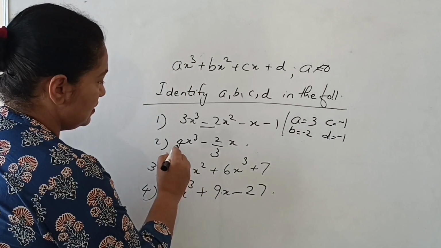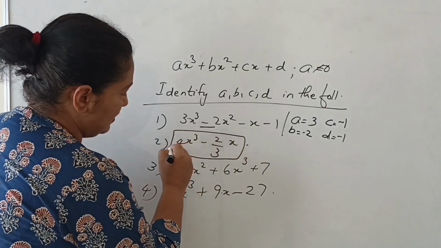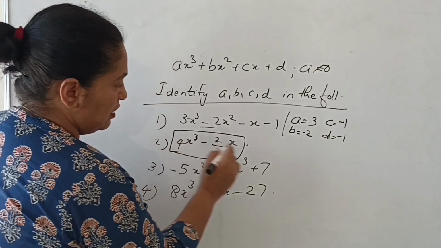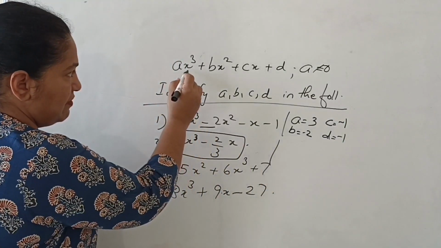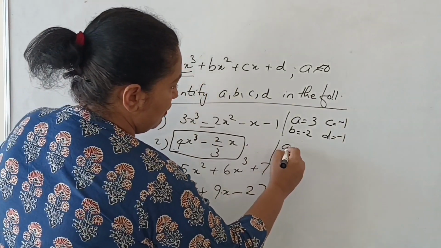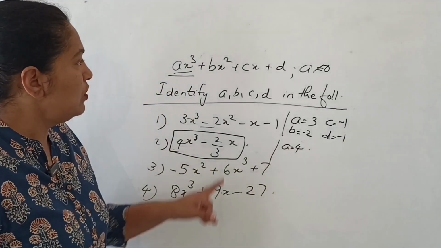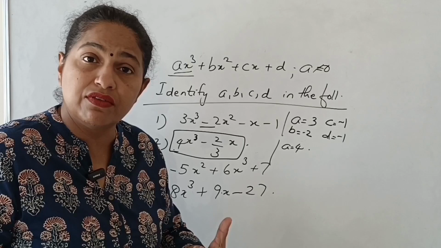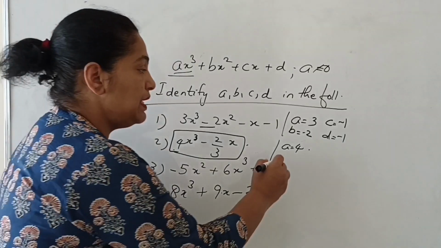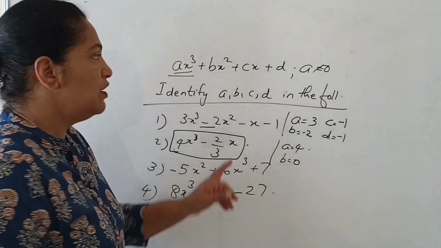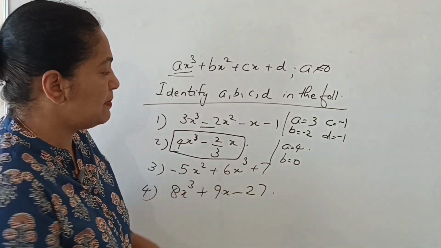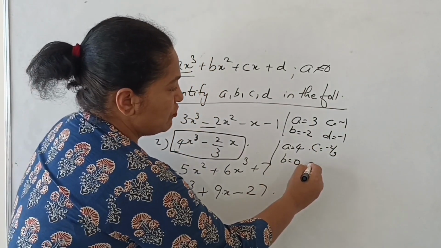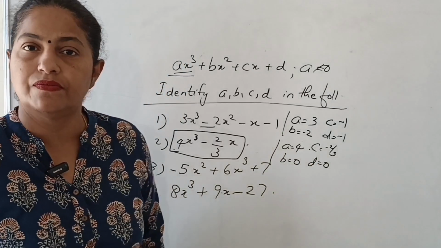Okay. Second one. What kind of a polynomial is this? This is again a cubic polynomial. So compare it with this part. So what is the value of a? a is the one standing with x cube. a is equal to 4. So what is the term standing with x square? You can see that there is no x square term. The reason being b is a 0. c into x, c becomes minus 2 by 3. And here there is no constant term. So d is also a 0.